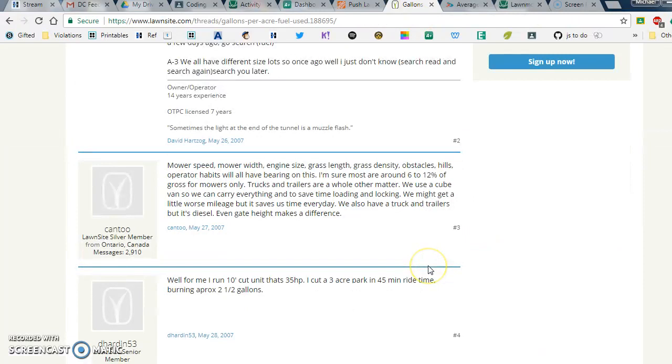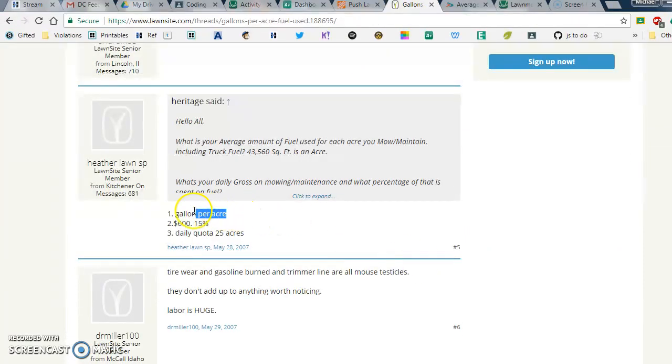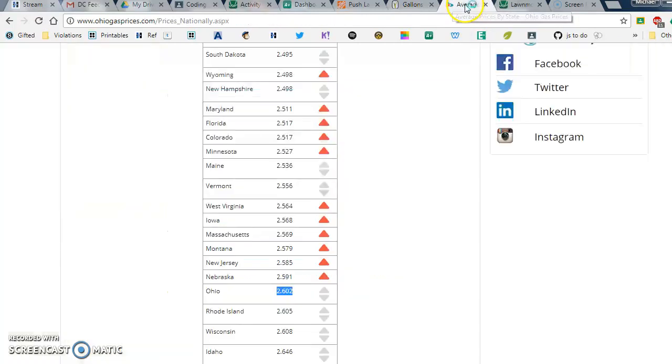I did some research, and from what I can tell, it's going to cost me about a gallon of gas per acre that I mow, which is probably good because I'm probably going to charge people by how many acres of their lawn I mow. An acre is about 43,500 square feet, about a third of a football field-ish, from what I understand. Gas prices where I live in Ohio are about $2.60.